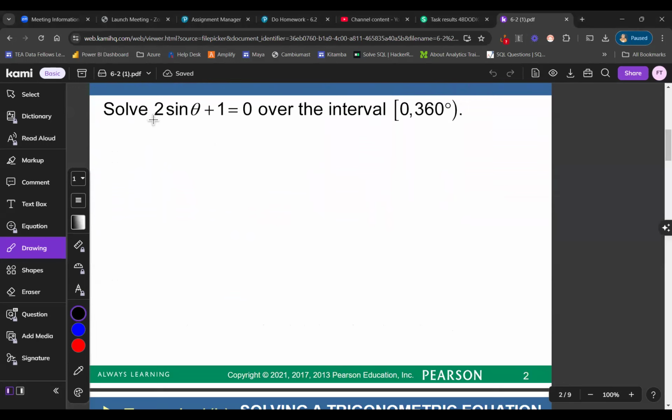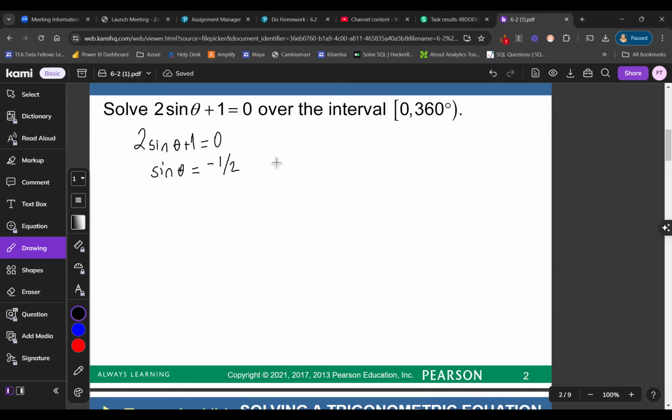Our first question is, we want to solve 2 sine of theta plus 1 equals 0 over the interval 0 to 360 degrees. 0 is included, but 360 is not included. To solve this trigonometric equation, we will take the given equation and isolate sine of theta to see what sine value I need to focus on, and then locate the angle. So subtract 1 from each side, and then divide each side by 2. This gives me that sine of theta is equal to negative 1/2.